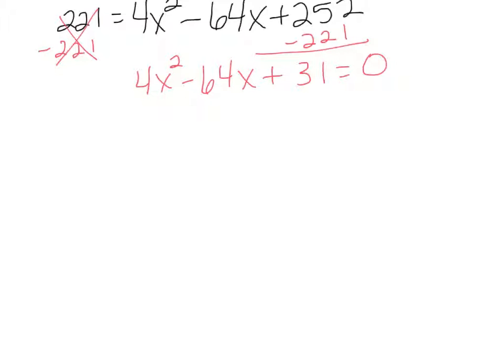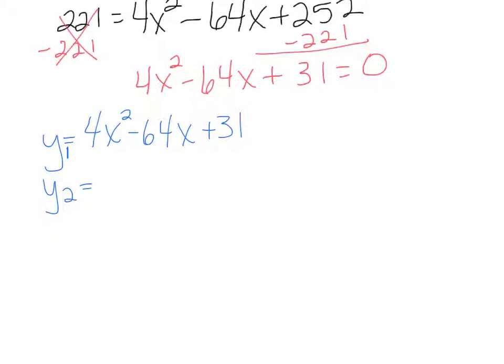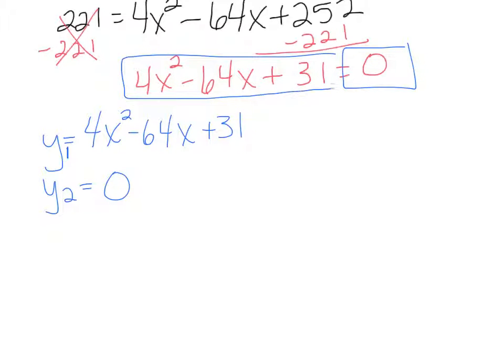So on your calculator, first thing, always make sure your calculator is cleared. Then we are going to go to, I'll try to write the steps out, we'll go to y equals. And we're going to type in 4x squared minus 64x plus 31. Okay, so I typed this in. So that's in y1. Now let's go to y2, and we're going to type in 0. So the other side of the equal sign is 0. So we typed in this side to the y1 and this side to y2.